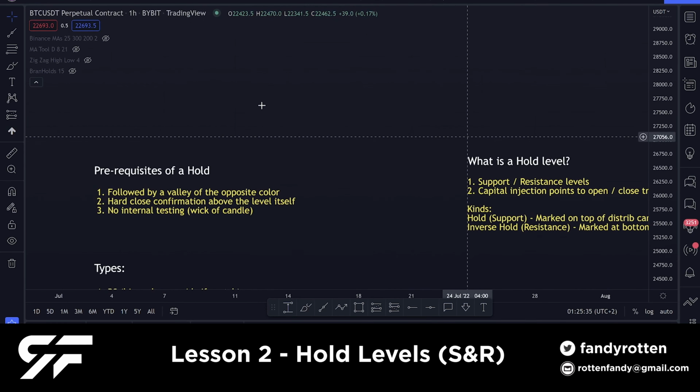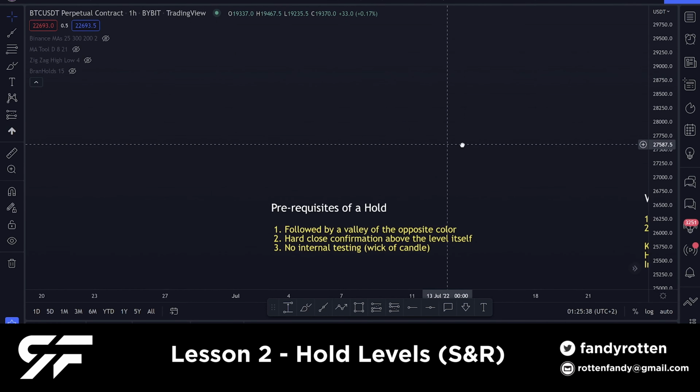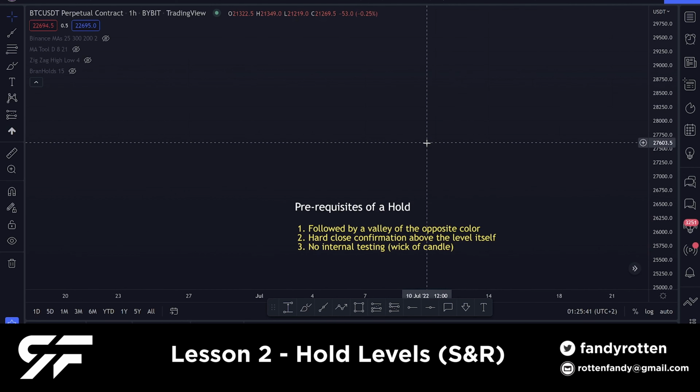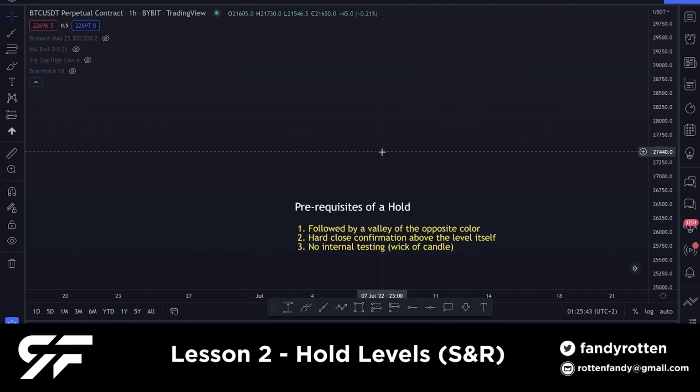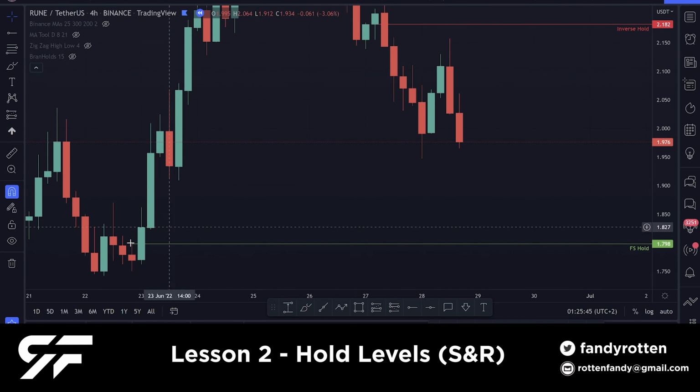Now, let's talk about the prerequisites of a hold level, okay? It has to be followed by a valley of the opposite color. So, for instance, over here, as I told you guys, with support levels we always mark the hold levels on the top of a distribution candle. So the first prerequisite is that it has to be followed by an accumulation candle valley, okay? You see this is a valley, correct? So we mark the top of the distribution candle. It has to be followed by the opposite color valley, the accumulation candle valley.